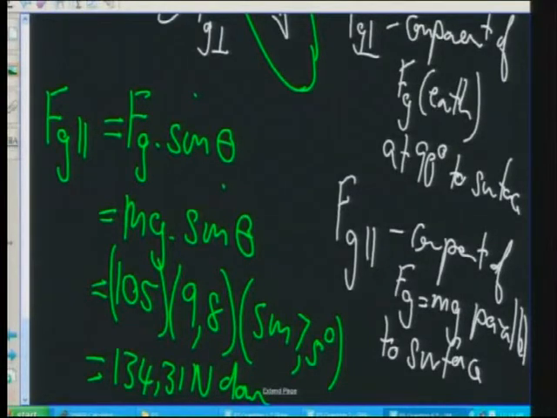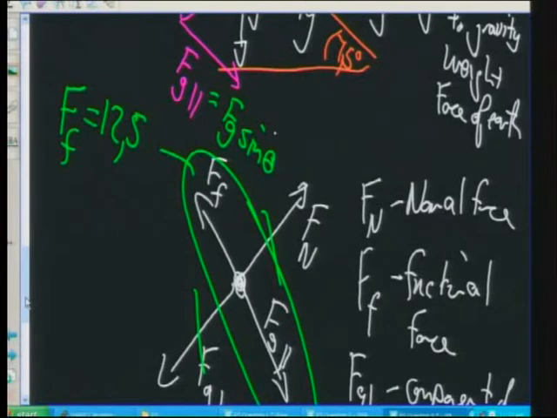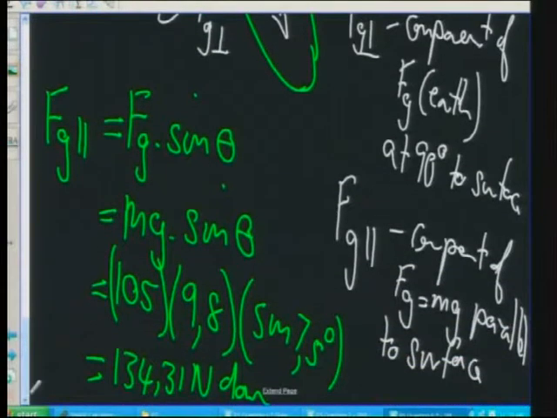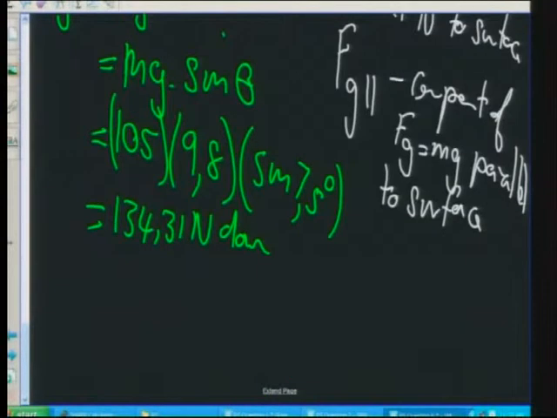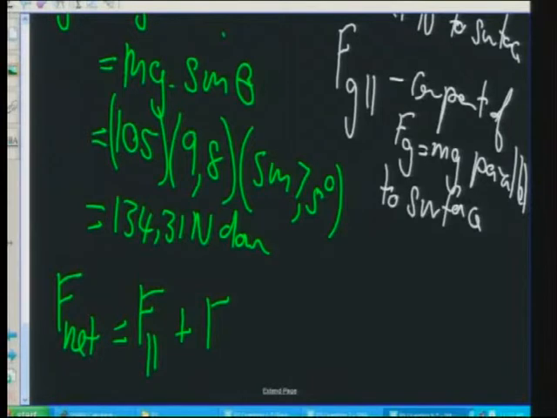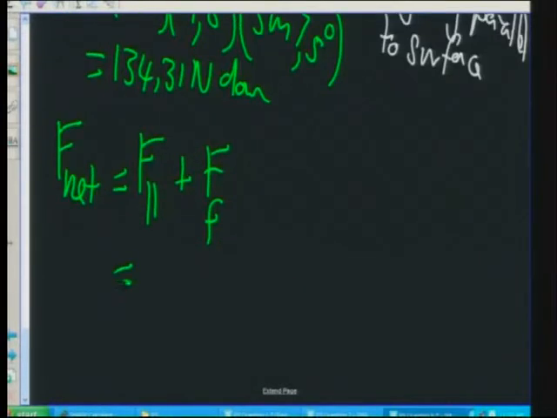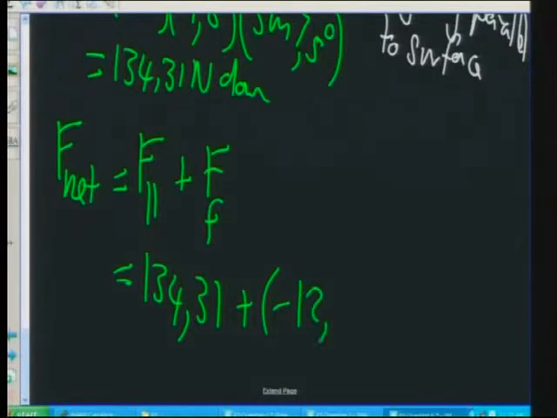So what I've got is 12,5 newtons up the slope, and I've got 134,31 newtons down the slope. So the net force is going to be these two forces added together, the force parallel and the force of friction. But now I'm going to put my signs in. This is 134,31 plus minus 12,5, because it's in the opposite direction.